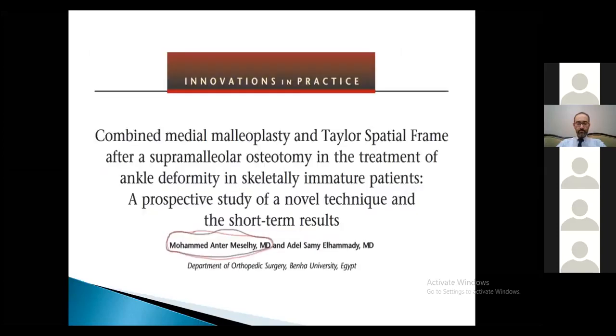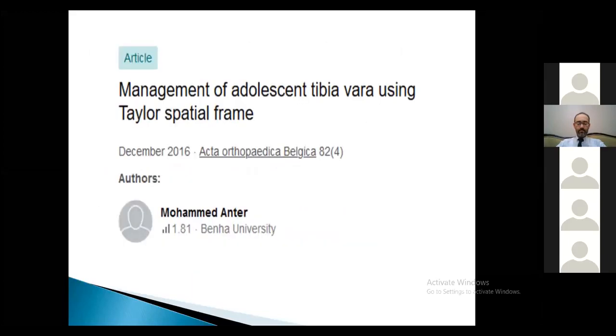These are our published papers. This is a combined malleoplasty. We use a Ilizarov-type frame with medial malleoplasty in cases of varus deformity of the foot with lost medial malleolus. This is also one of our papers.